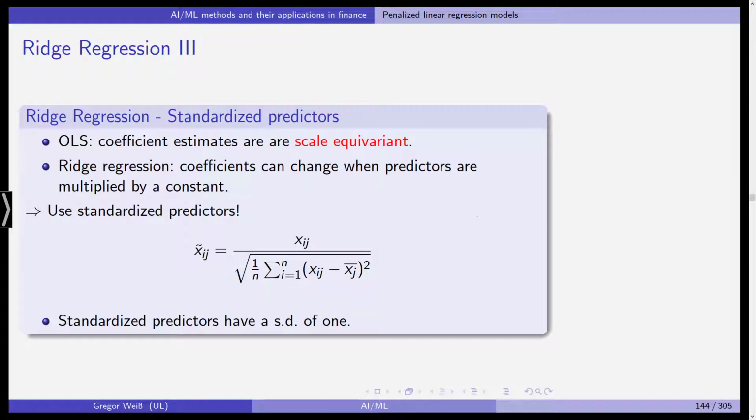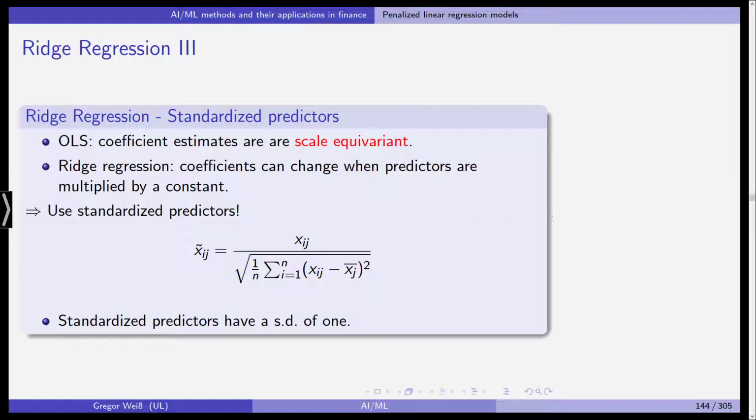The question, first of all, is what should we do and what should we be careful about? With OLS, you might know that the coefficient estimates are scale equivariant, which means that if you rescale a variable, then the OLS coefficient will be scaled by that factor. This is not true with ridge regression. The coefficients can change when the predictors are multiplied by a constant. And thus, we should always use standardized predictors.